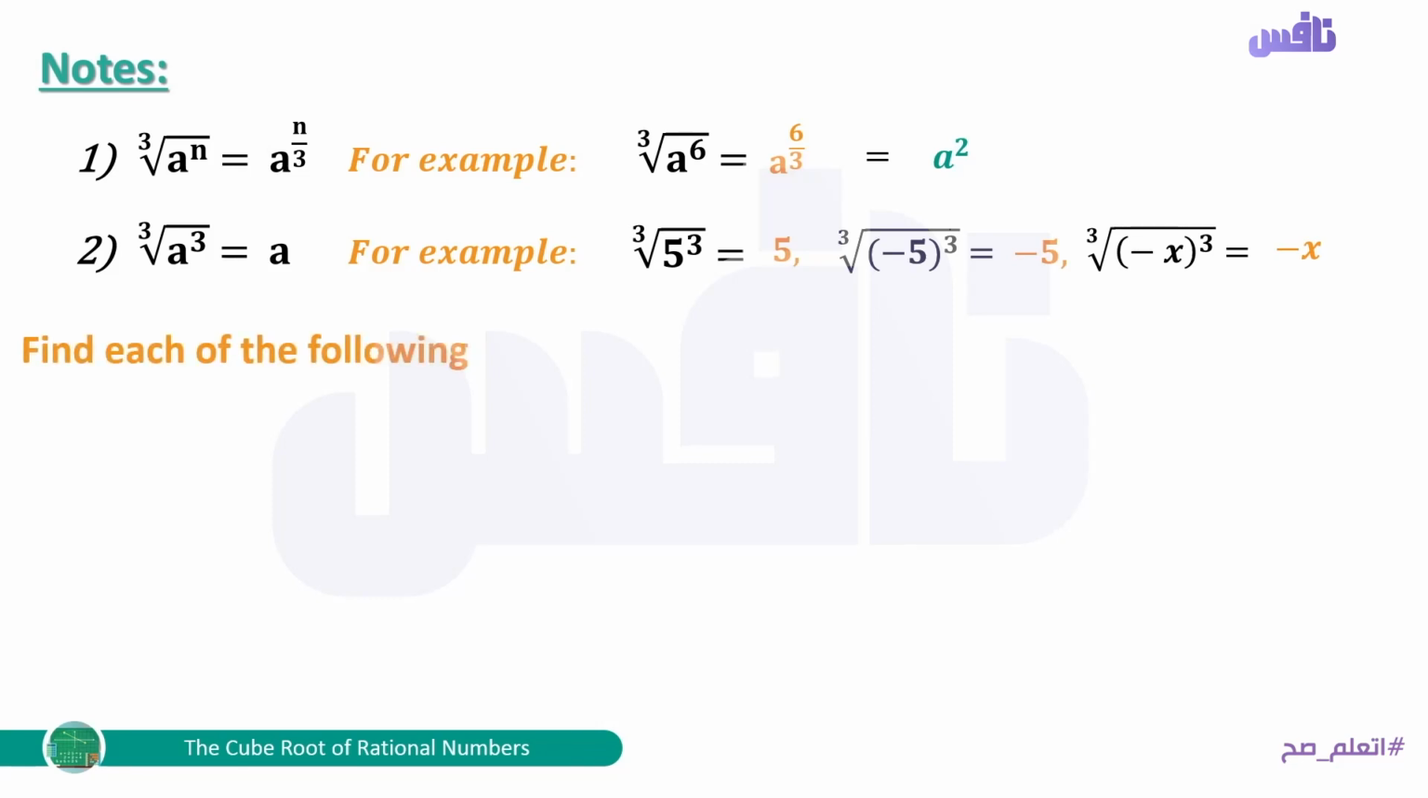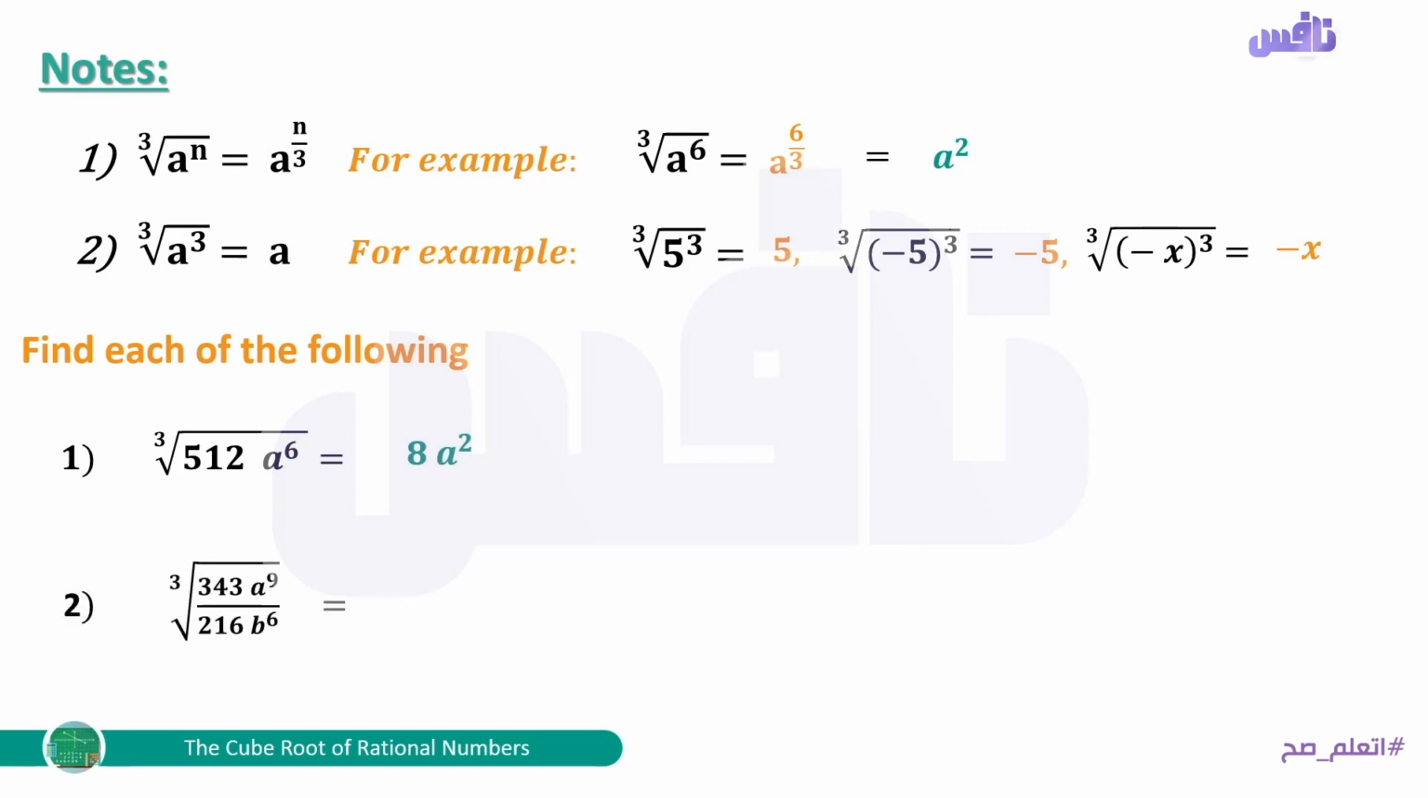Example, find each of the following. Cubic root 512 a power 6. To find the answer to this question, we find the cubic root 512 by using a calculator, and we find the cubic root a power 6 by division. 6 divided by 3 is 2. So the answer will be 8 a power 2. Again, cubic root 512 will be 8 using a calculator. Cubic root a power 6 will be a power 2 because 6 divided by 3 equals 2.